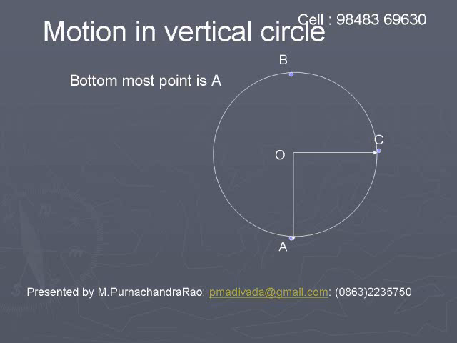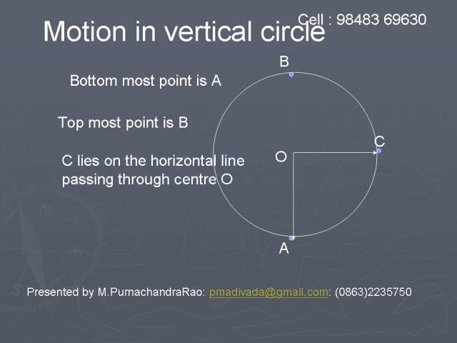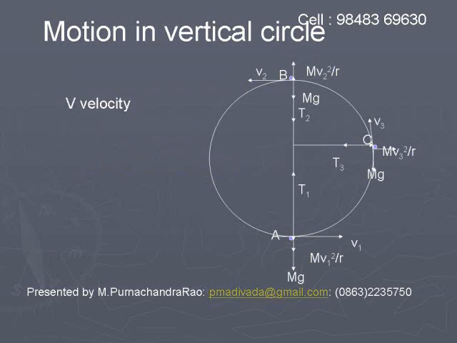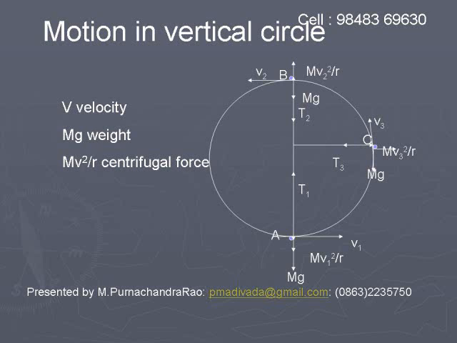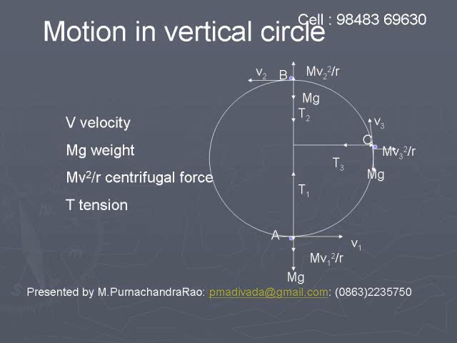Let us suppose the bottommost point of the circle is A, the topmost point is B, and the point on the horizontal line passing through the center is C. The velocity at the bottommost point is V1, at the topmost point is V2, and at the horizontal position is V3. The symbols used here are: V is velocity, Mg is weight, Mv square by r is centrifugal force, and T is tension.